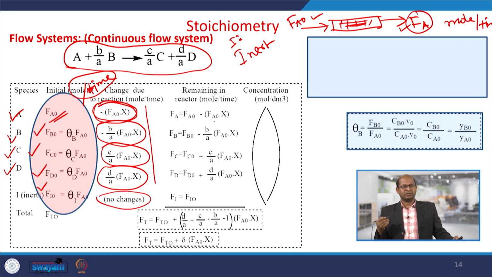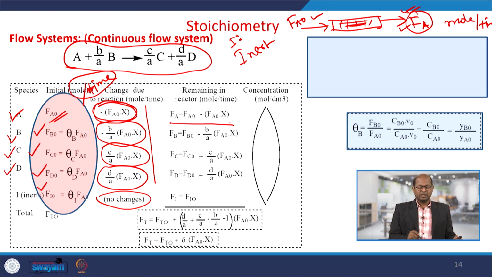Then the remaining components inside the reactor, or after reactions from the exit of the reactor that we are getting, F A equals F A naught minus F A naught into X.